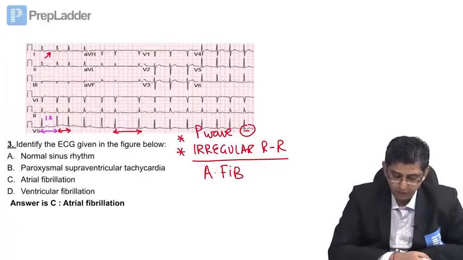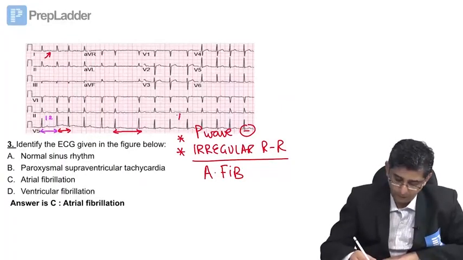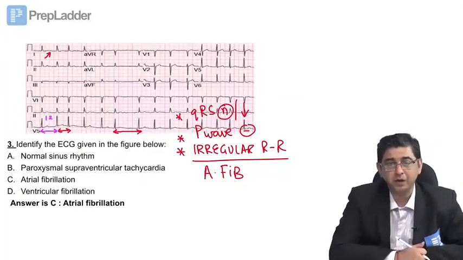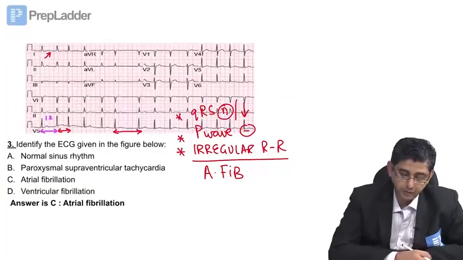QRS complex in this patient is of normal duration. QRS complex is usually normal to reduced in patients who are having atrial fibrillation. So even that is fine by me because QRS complex is broad complex in ventricular tachycardia. So I am ruling out any possibility of VT in this patient because there is no broad complex QRS.